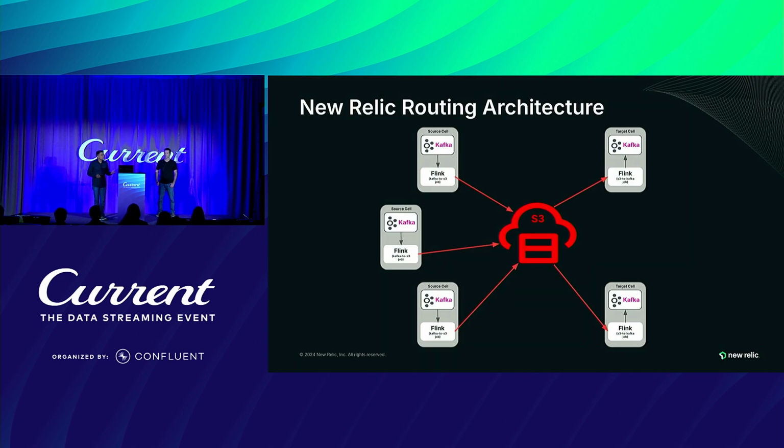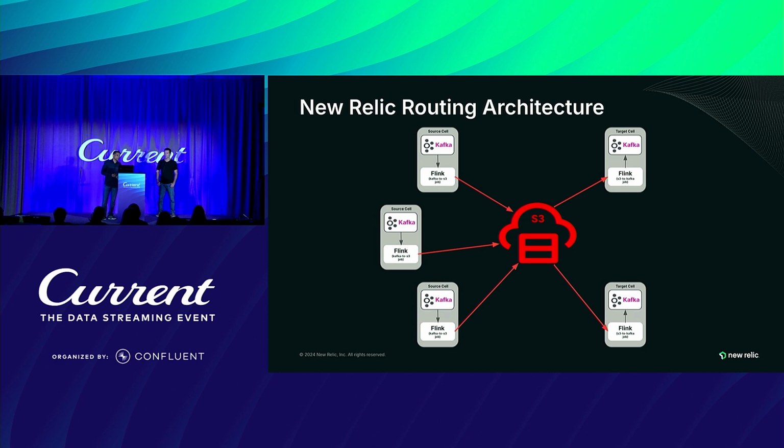So this is our simplified architecture diagram, the new architecture diagram. As you can see, S3 takes the central stage in this architecture. In S3, you will have different partitions where each partition could be mapped to one target cell. In this picture, you're seeing 3 source cells on the left side and 2 target cells on the right side. But in reality, you will be seeing tens or hundreds of these cells where we are routing the traffic to and from via S3.